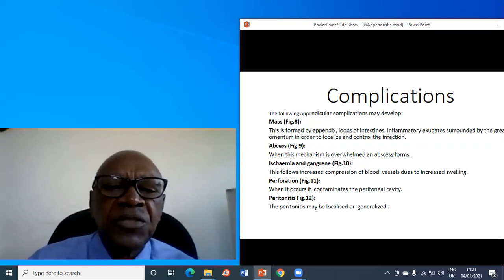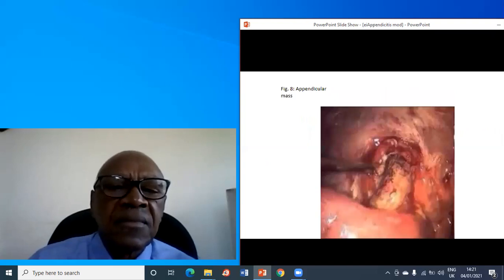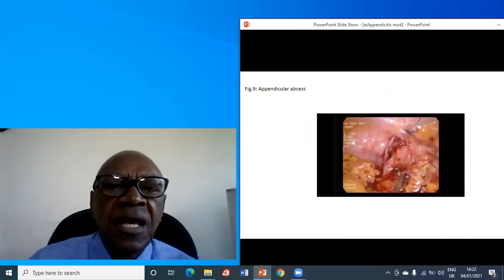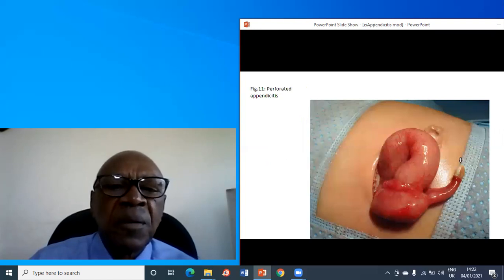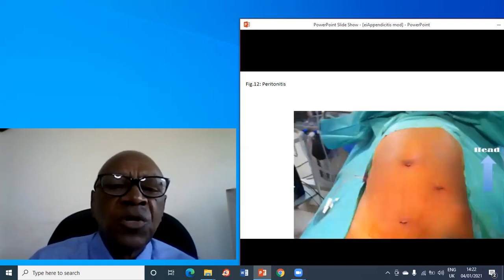Slide 8 shows an appendicular mass. Slide 9 shows an appendicular abscess. Slide 10 shows gangrenous appendix. Slide 11 shows a perforated appendix. Slide 12 shows peritonitis.